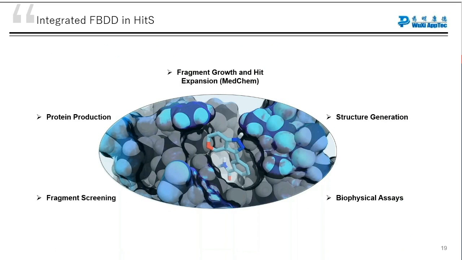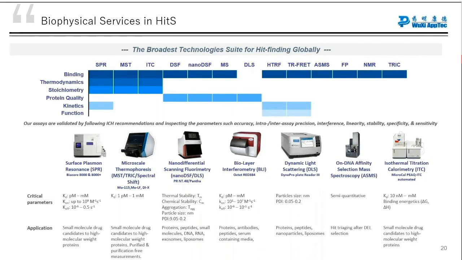A successful FBDD program requires different skills: protein design and production, biophysical fragment screening and biophysical hit characterization, structure determination, and of course medchem support, which we heard about in the presentation before. All those expertise are available in HIT-S. In our department in WuXi HIT-S, we have developed a very broad toolbox to enable many different drug discovery programs. We are using different methods to solve different challenges.